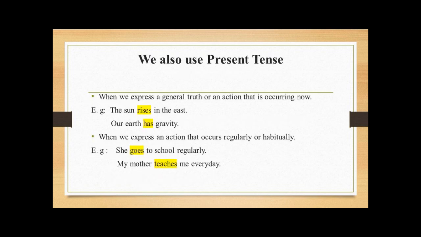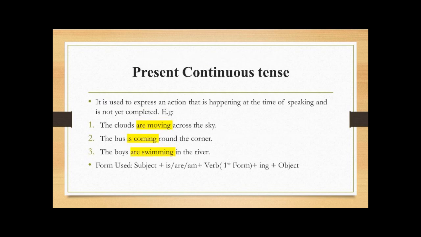We also use present tense when we express a general truth or an action that is occurring now. The sun rises in the east, the earth has gravity. Secondly, when we express an action that occurs regularly or habitually. She goes to school regularly, my mother teaches me every day.